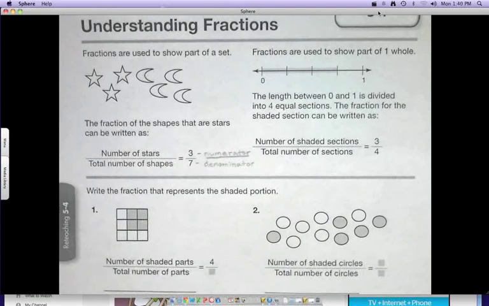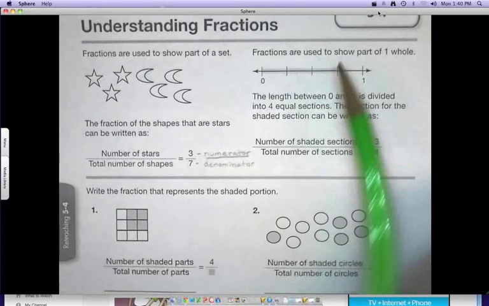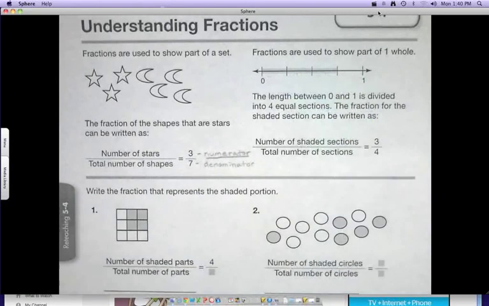The second example shows you a number line. Fractions are used to show part of one whole. In this particular case, we have 0 and the number 1 on a number line. It is divided into 4 equal sections, so the fraction for the shaded section can be written as 3/4, because again, 3 sections of my number line are shaded, and there are a total of 4.